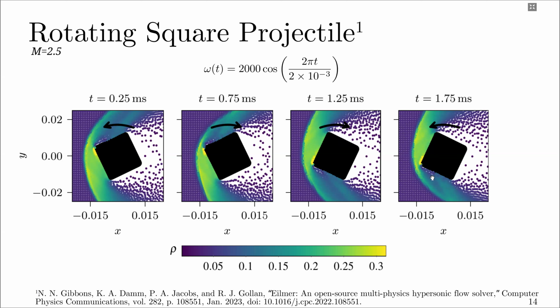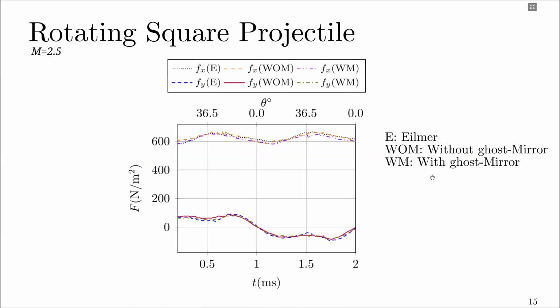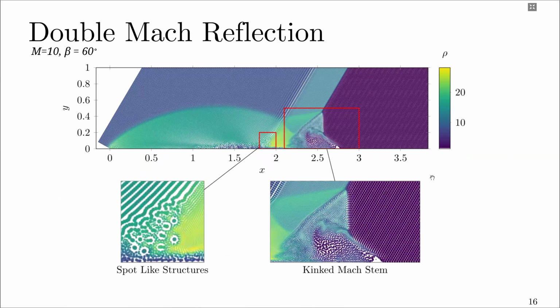So this rotating square rotates to and fro like this, and it's in a flow. We compute the forces on the body and get a very good match. But again, it's not all perfect still.